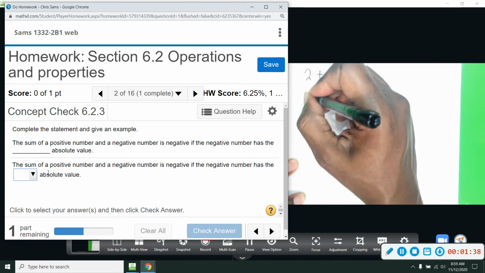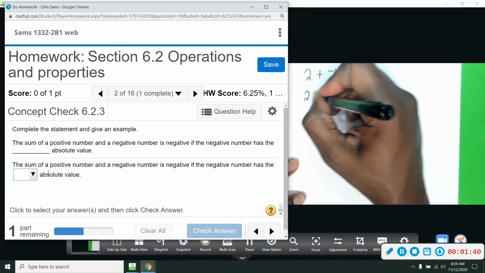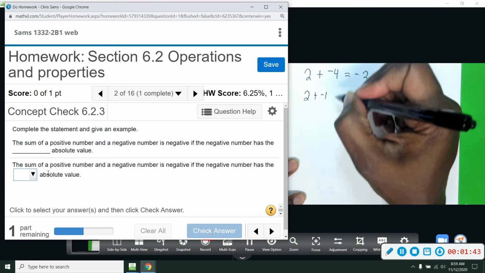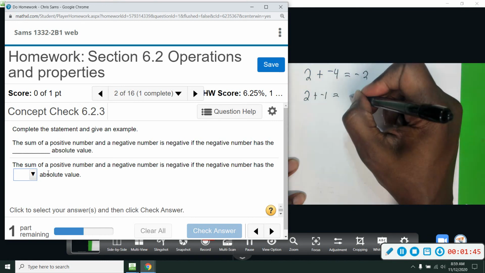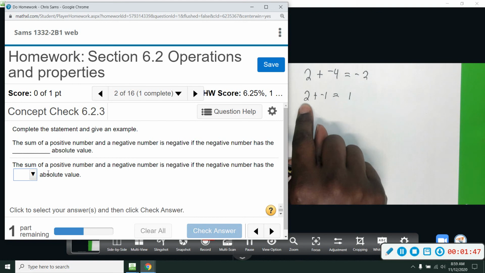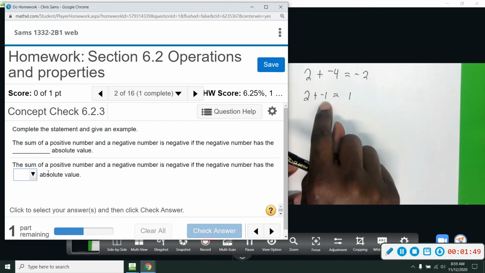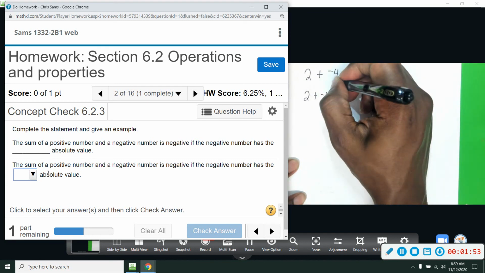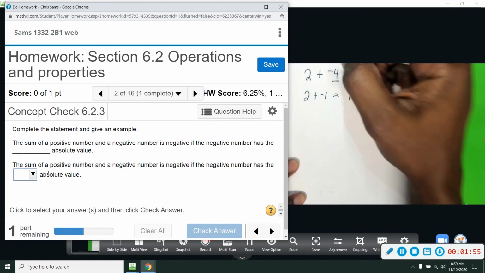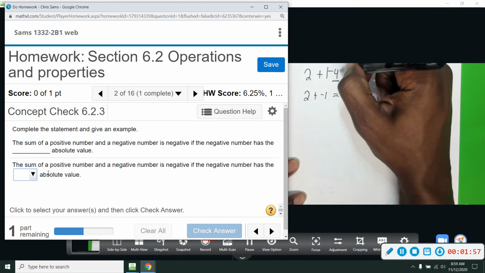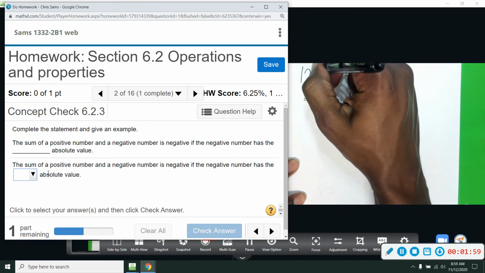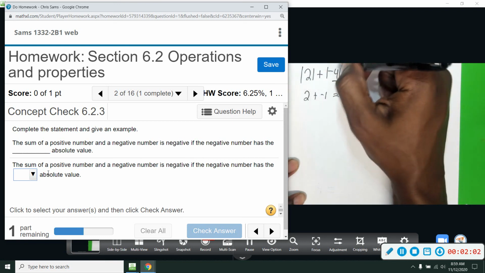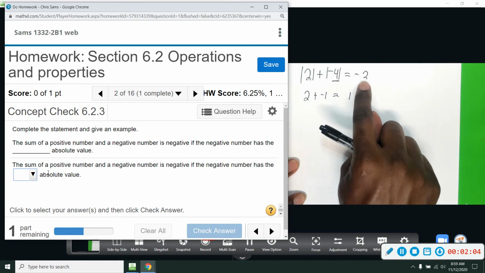But you could have the case, I could say 2 plus negative 1. So this will give me a positive 1. So just because you have a positive and a negative doesn't mean your answer is going to be negative. It all depends on if this number is bigger. So what they're saying is if you look at the absolute values of both these numbers, and the negative number has a bigger value, then the result will be negative.